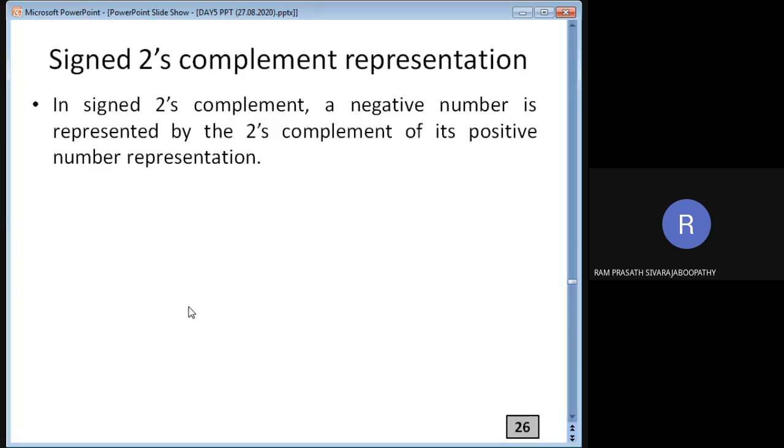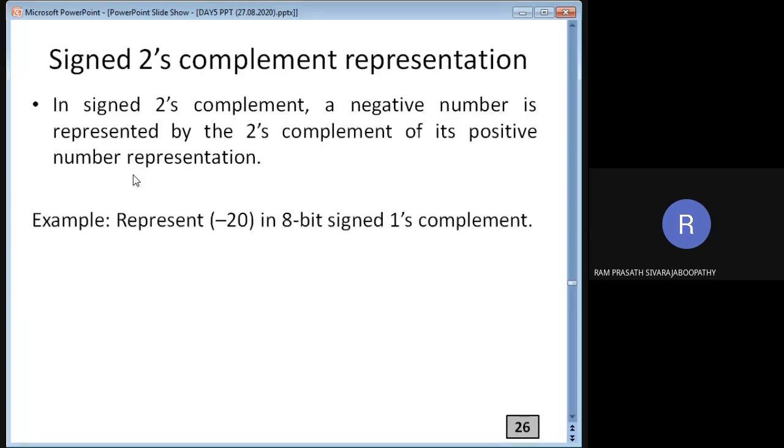Here in signed twos complement representation, we have to perform twos complement of its positive number. That's the difference between signed ones complement and signed twos complement. Now represent the number minus 20 in 8-bit signed twos complement. Some mistake is there in this slide.